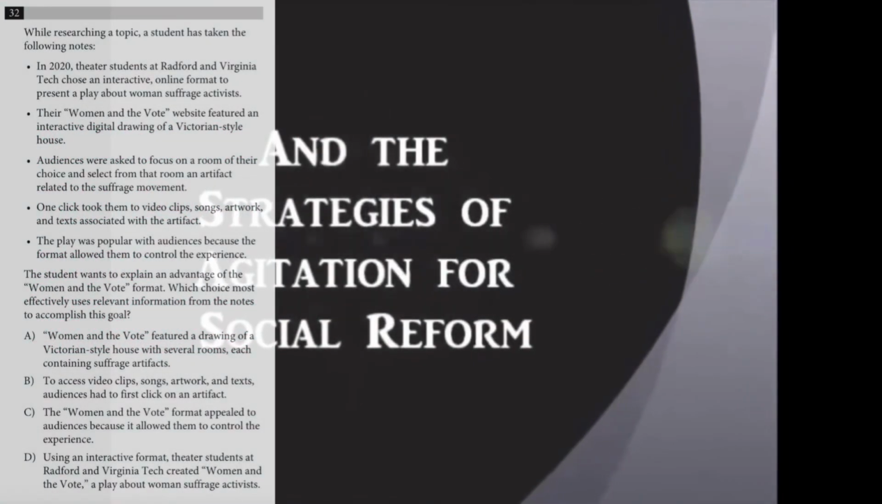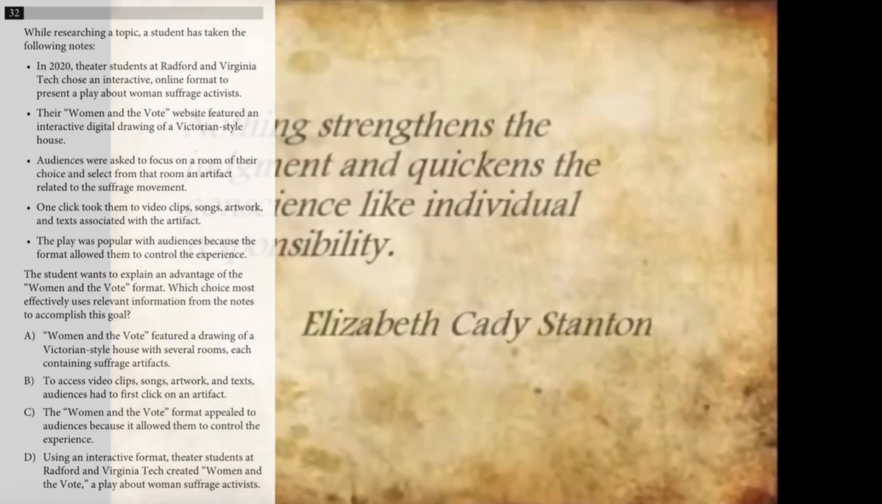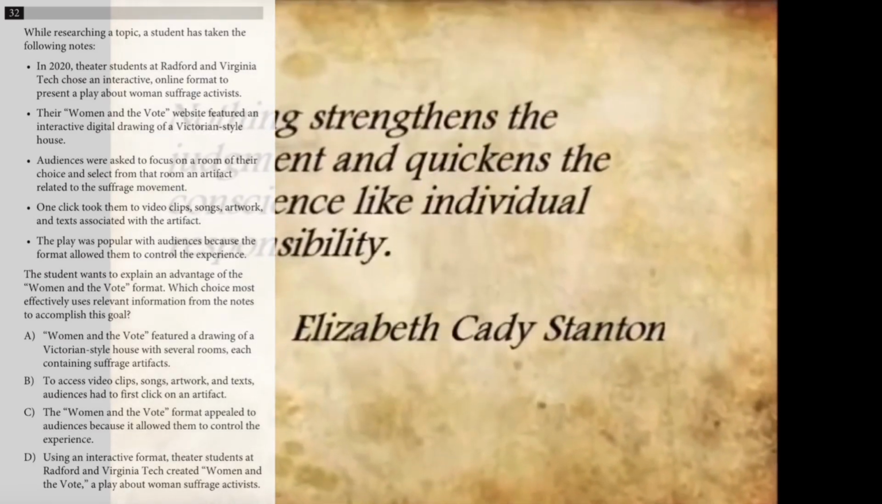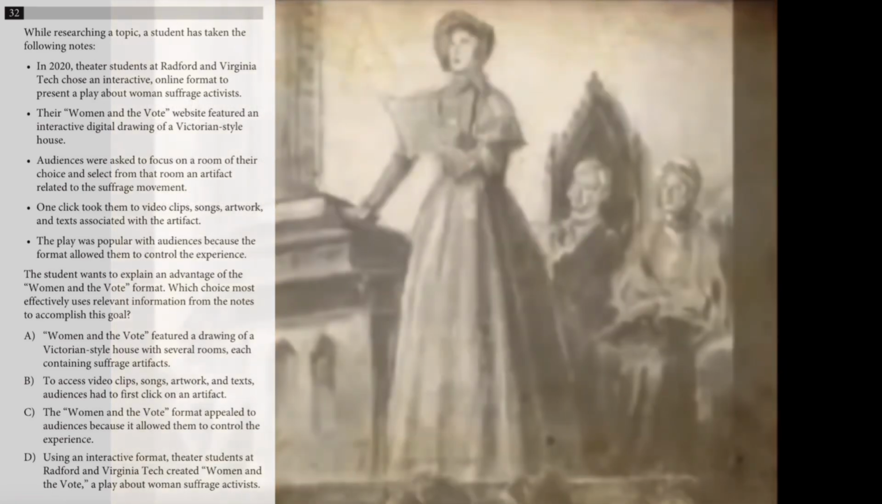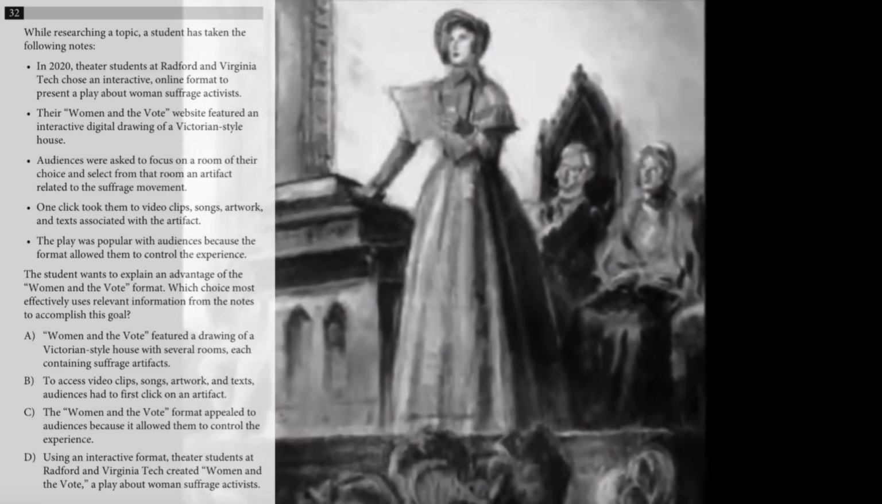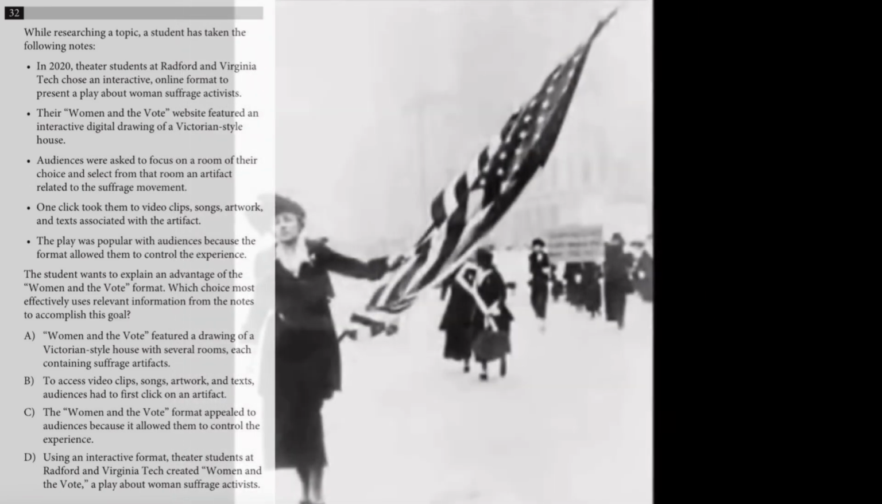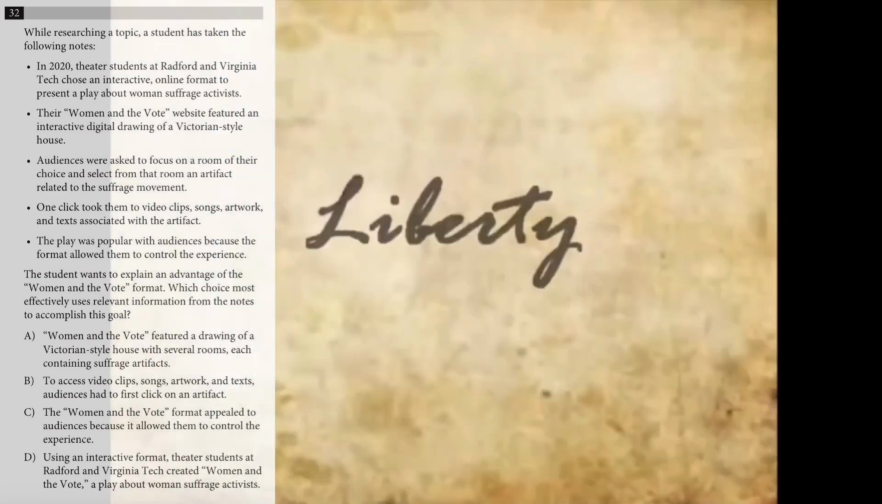While researching a topic, a student has taken the following notes. In 2020, theater students at Radford and Virginia Tech chose an interactive online format to present a play about women suffrage activists. Their Women and the Vote website featured an interactive digital drawing of a Victorian-style house.